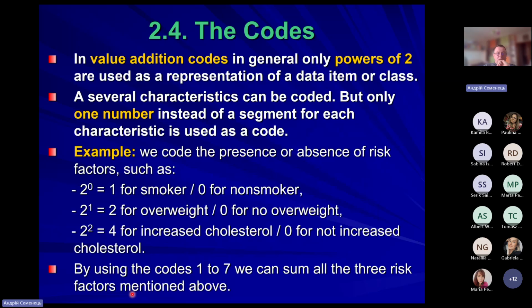So, value additional codes. Yet another principle of coding: generate only powers of 2 used to represent a data item of a class. Several characteristics can be coded, but with only one number instead of segments for each characteristic used as code. Compared to the previous one, where we defined segments, here we use one number.